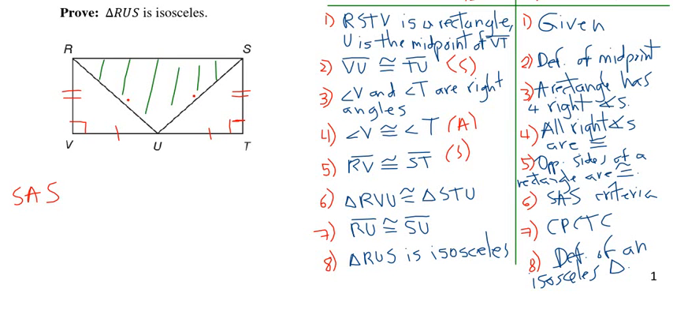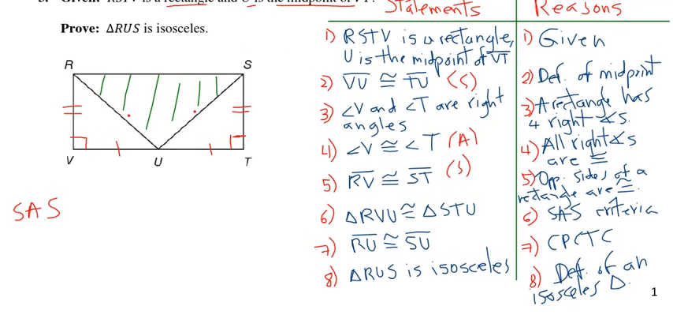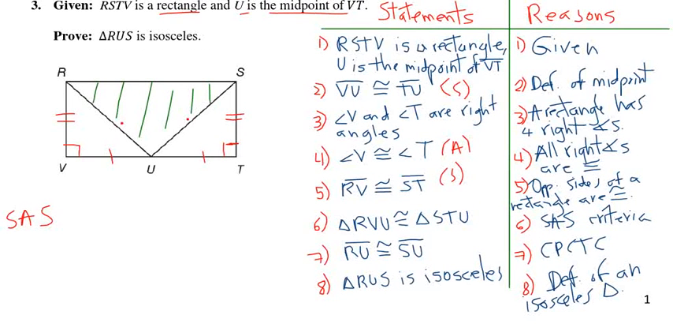Of course, not all the reasons are going to be properties. Some of them, like in this case, we have two. So that's it for today's lesson on writing proofs using the properties of parallelograms.